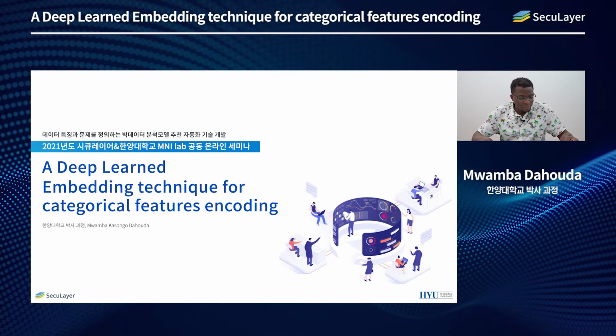Presentation of deep learning embedding technique for categorical feature encoding. We proposed a deep learned embedding technique for categorical features encoding on categorical datasets. Our technique is a distributed representation for categorical features where each category is mapped to a distinct vector, and the properties of the vector are learned while training a neural network.